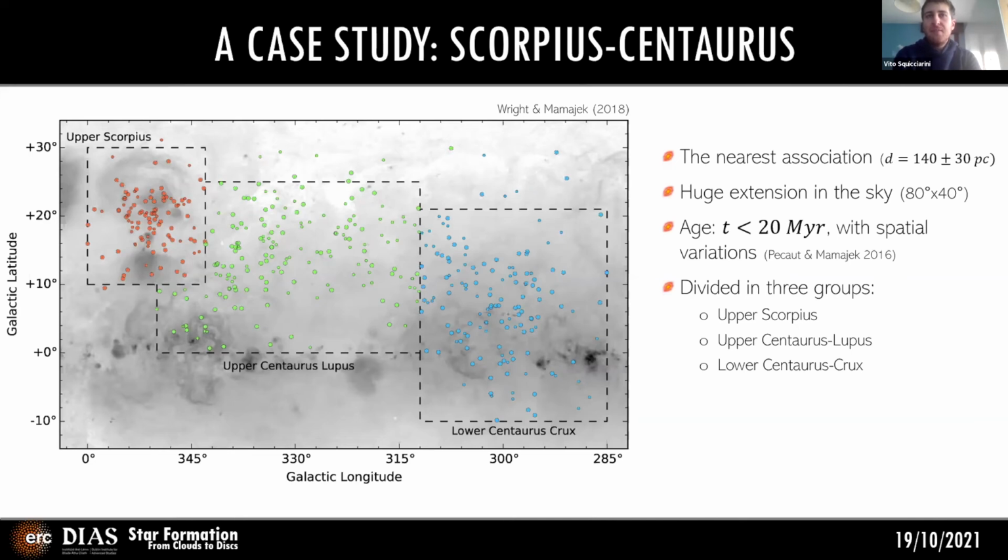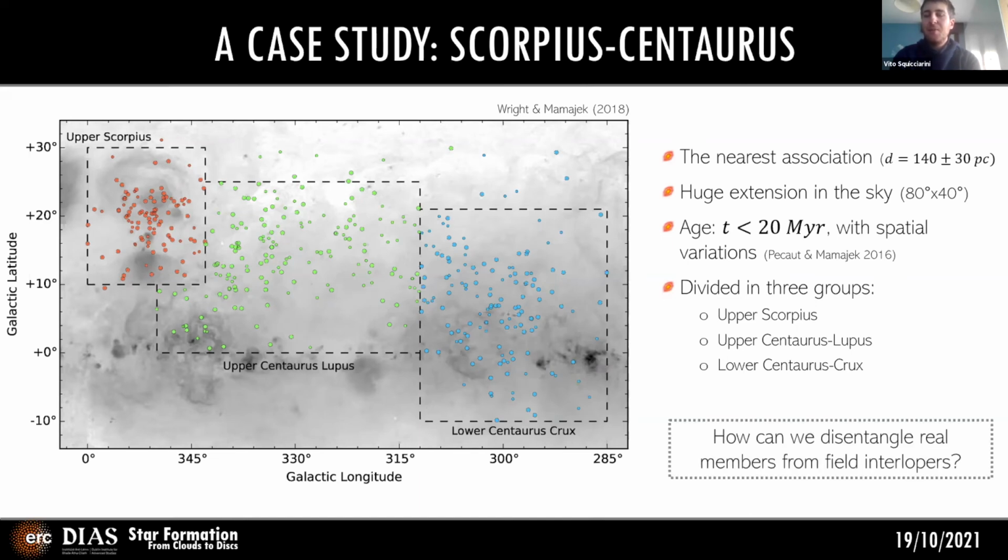But you can see on the left that there's a huge problem when studying an association like this one, that it spans a huge area in the sky. In this case, the spanned area is about 80 times 40 degrees. And so you can see that there are a few thousands of real members, but they are in a sea of hundreds of thousands of non-members. So the key problem is that we need a method to disentangle real members from field interlopers.